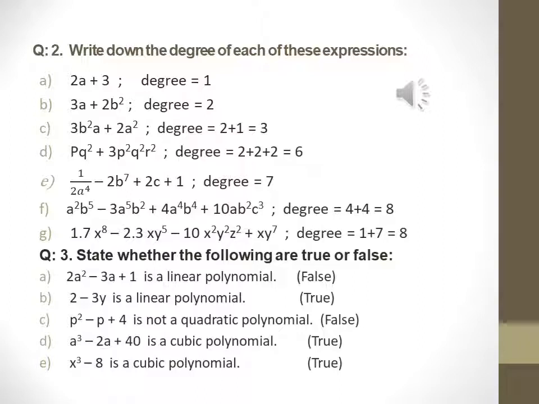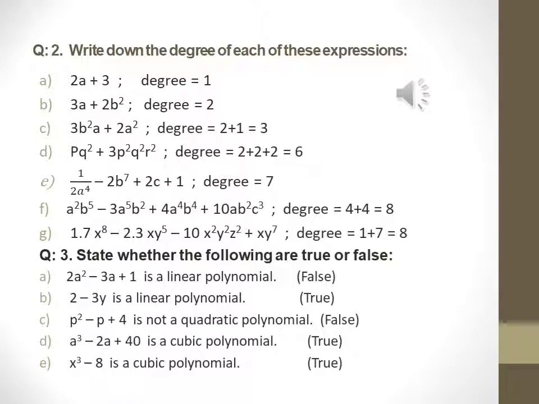In part C, we have 3b square a plus 2a square. So we have b square a. If we add these two powers, 2 plus 1, we have degree 3. In part D, we have pq square plus 3p square q square r square. So if we add the powers of p square, q square, r square, we get 2 plus 2 plus 2 equal to 6, which is the degree of the given polynomial. In part E, we have 1 over 2a to the power 4 minus 2b to the power 7 plus 2c plus 1.